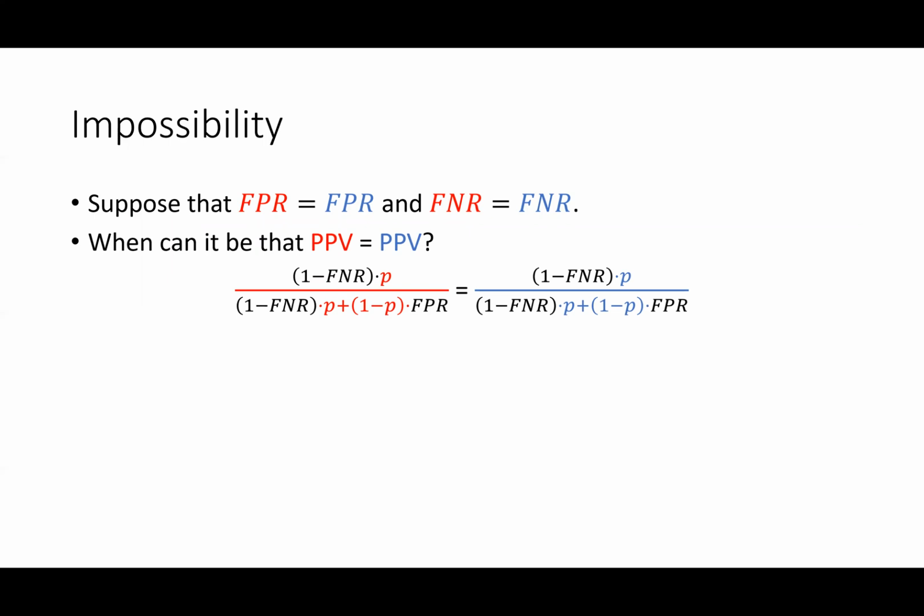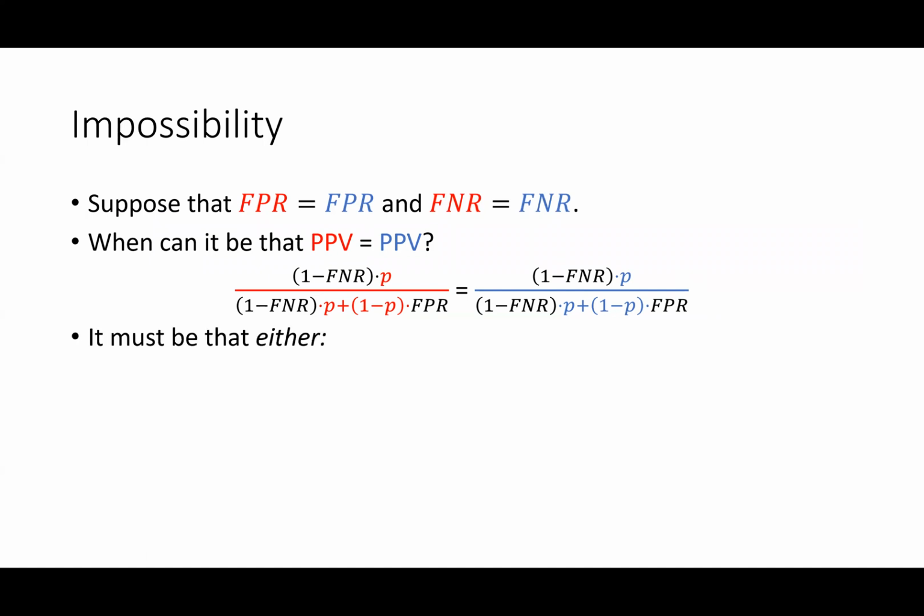Well, we just derived this expression for positive predictive value. It looks like this. I can write it out for the red group and for the blue group. And remember, we've assumed that the false negative rates are the same across the two groups and the false positive rates are the same across the two groups. So I'll just write that in black because those quantities don't differ on the left-hand side and the right-hand side. But the base rates might differ, and so that's something that might cause the positive predictive value to deviate between the two groups, even though the false positive rates and the false negative rates are the same.